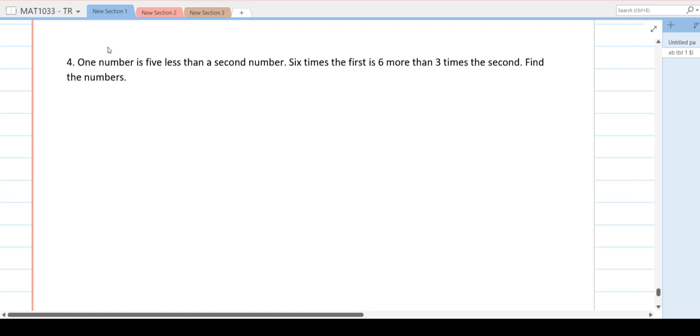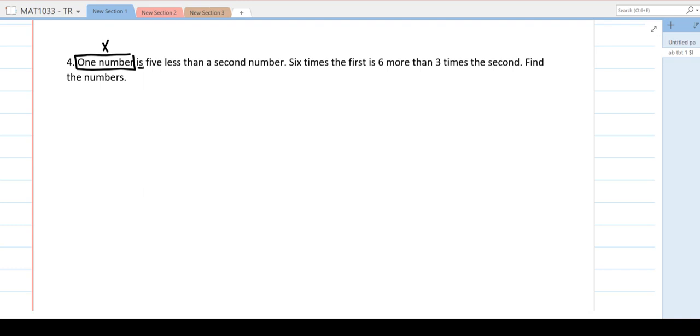Okay, then we have problems that are set up like this, where we have to turn the word riddle here into an equation. So you just kind of write it out as you see it. So you have one number is 5 less than a second number. And then 6 times the first is 3 times the second. Find the numbers. Okay, so you have one number. We're going to let that one number be x.